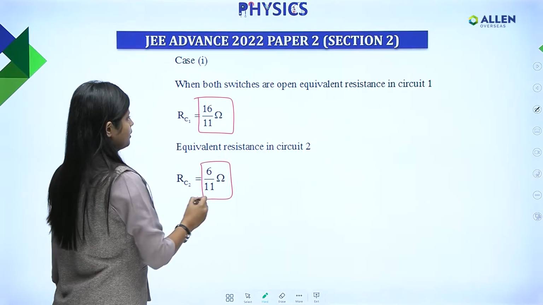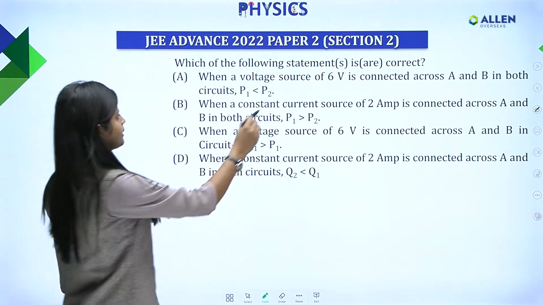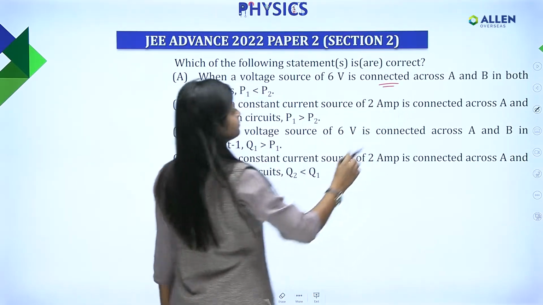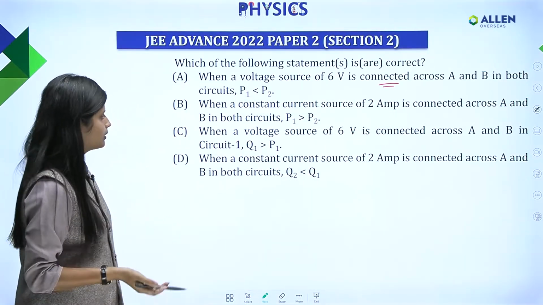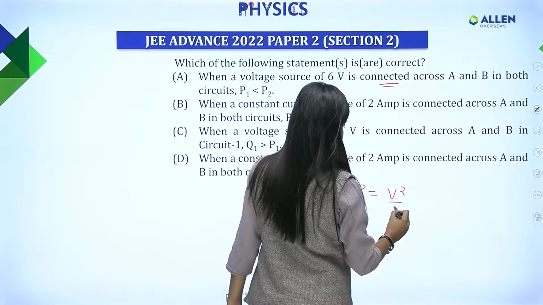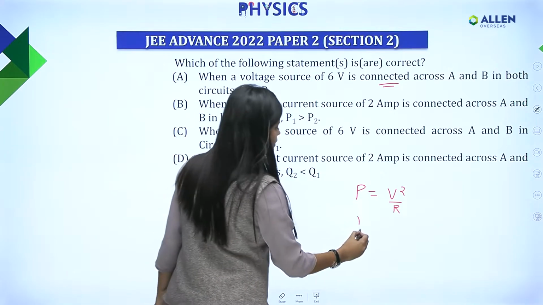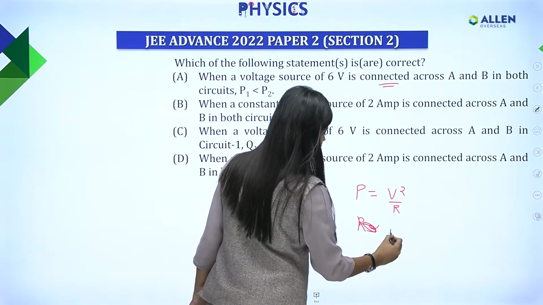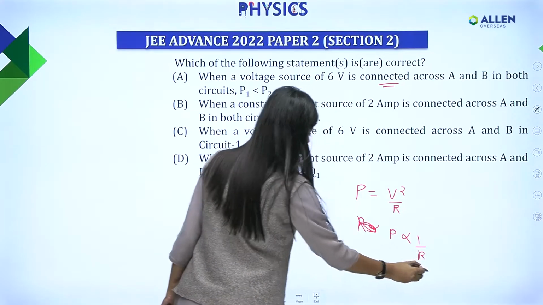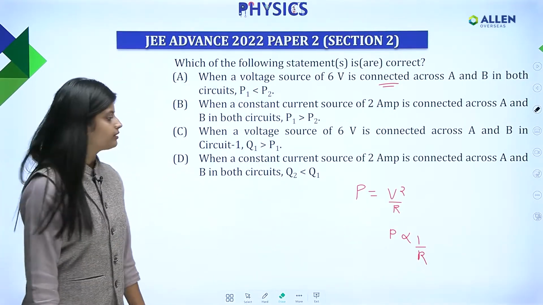Now you see it is saying that about P1 and P2. It is saying that if a 6 volt battery is connected, we are asked about the power dissipation. We know that power is equal to V square by R. If constant voltage is there, then power is inversely proportional to resistance. If constant voltage source is there, power is inversely proportional to what? Resistance.